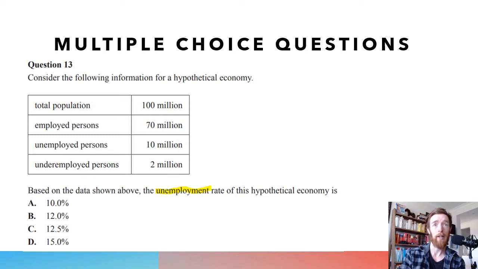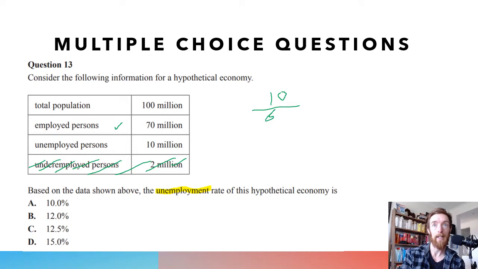I'll tell you for one thing straight away. You are just going to cross out underemployed persons. That's just there to distract you. You do not need that. Those underemployed people are included in employed people. So what we need is the unemployed persons over the labour force, so the unemployment rate is going to be 10 over the labour force, which is the employed plus unemployed people.